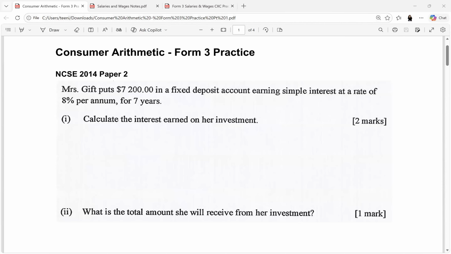This first question here was taken from the NCSE paper from 2014. It says Mrs. Gift puts $7,200 in a fixed deposit account, earning simple interest at a rate of 8% per annum for 7 years. Calculate the interest earned on her investment.